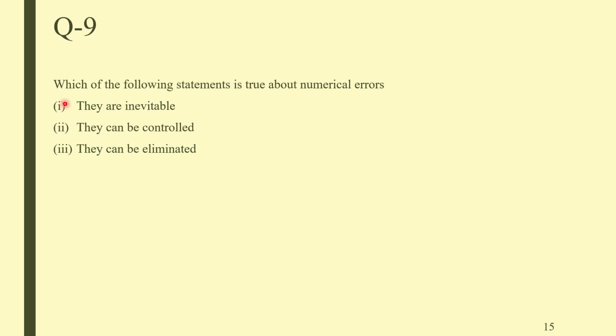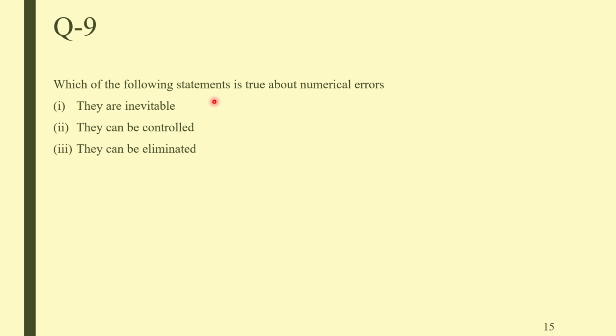So they are inevitable, the presence would always be there, because we are not solving it directly. Option 2, they can be controlled. True, this is again true, because we can control the error to some extent. If the error keeps on increasing, the problem would not get a proper solution.